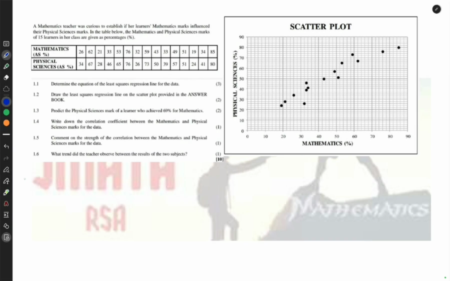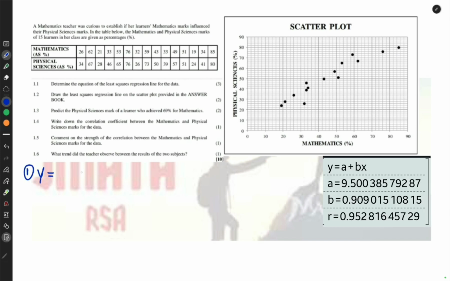And now let's actually do this question and see how accurate my little rough sketch was. A mathematics teacher was curious to establish if her learners' mathematics marks influenced their physics marks. In the table below, the mathematics and physical science marks of 15 learners in a class are given. Determine the equation of the least squares regression line. By now you know how to do that, so let's type it in and see what A and B would be. According to my calculator, y equals 9.5 plus 0.9x. So there's my A and B, and that's my least squares regression line.